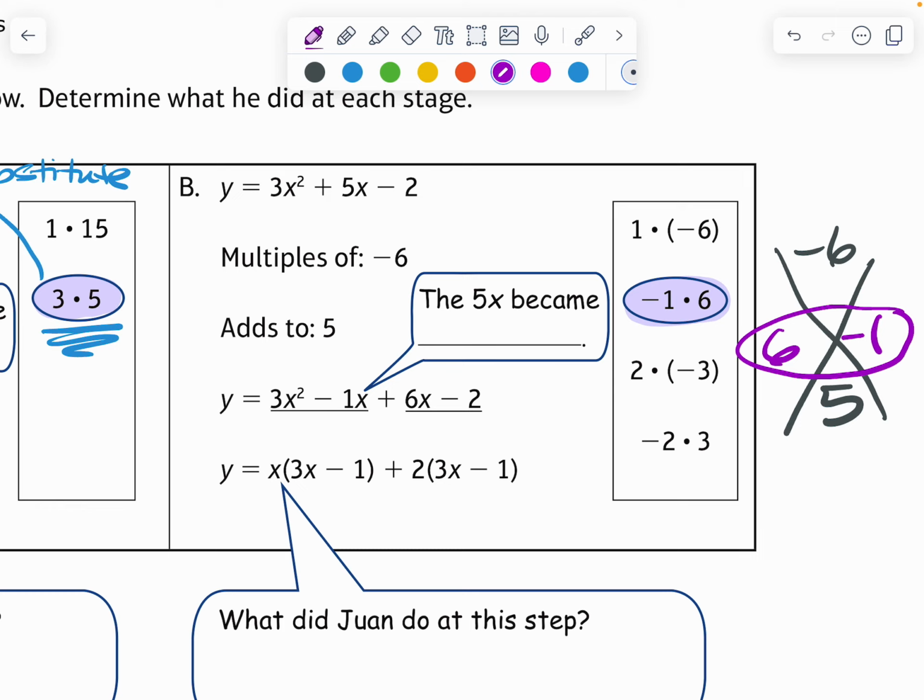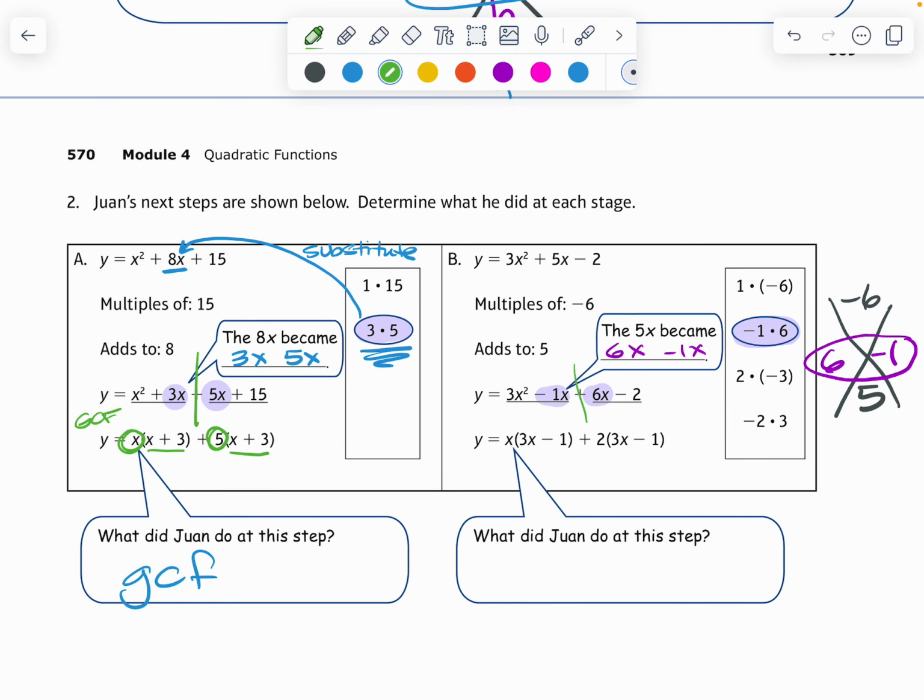So my 5x, I'm going to replace with a 6x and a -1x. Look at here. I just put them right here and here. All right, and then I just zoom down the middle. All right, cut those in half. Look at that. And then I can factor the greatest common factor. I'm going to pull out the greatest common factors that each side has.